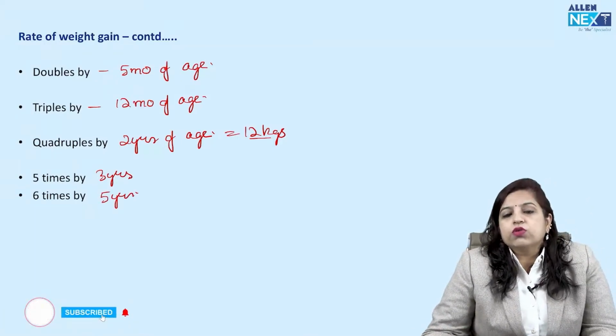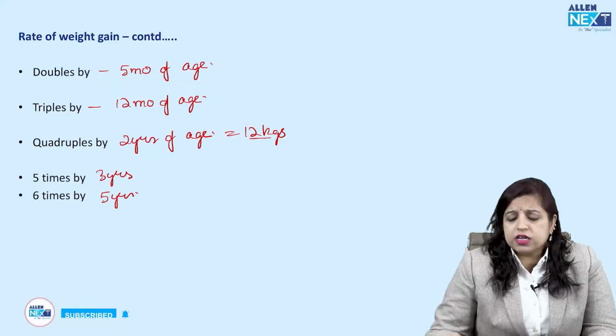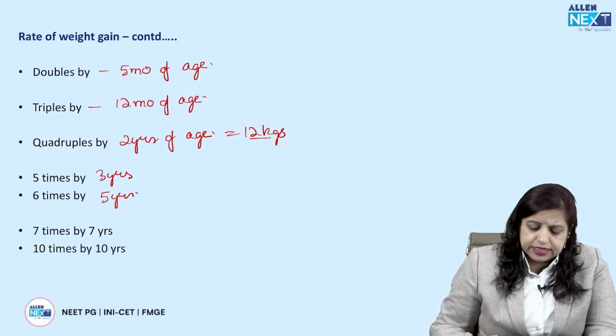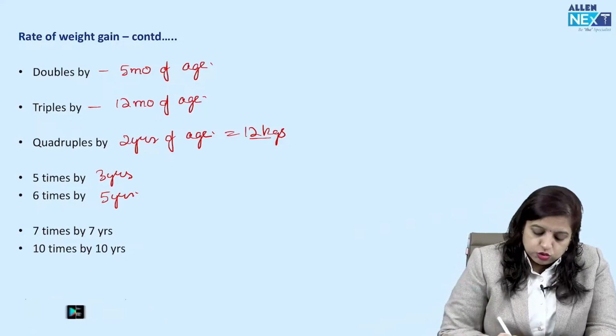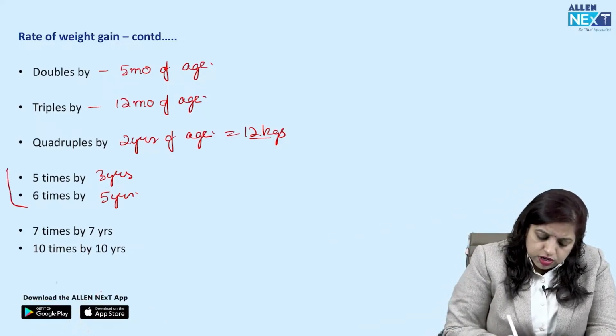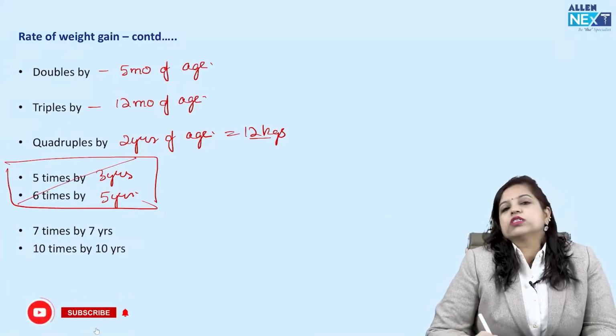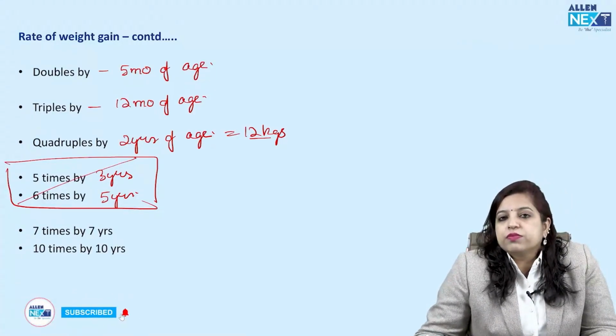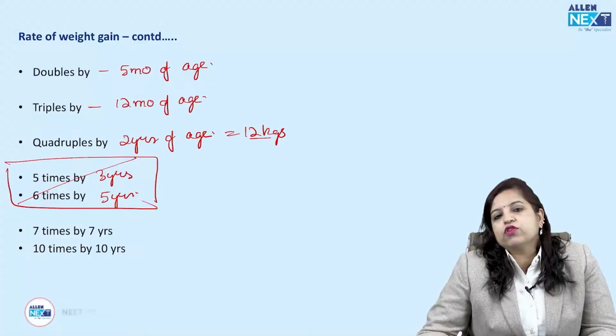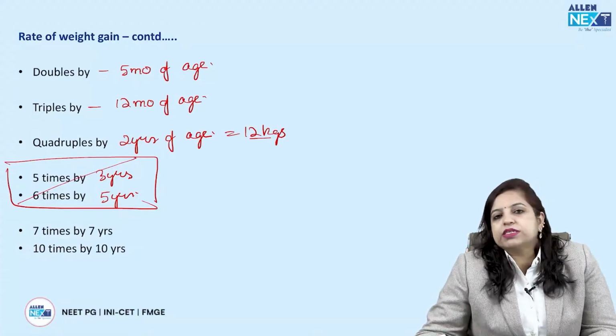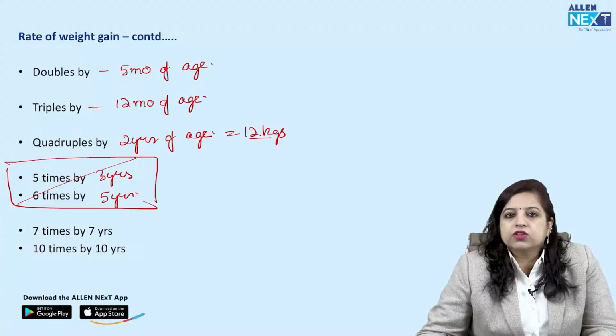So that we should be knowing, and then it is very easy to remember. It becomes 7 times by 7 years and 10 times by 10 years. So you should know. Anyways, if you cannot remember this, do not worry. This is not important. What is important is the doubling, the tripling, and the quadrupling, and of course 7 times by 7 years of age, and 10 times by 10 years of age, right?